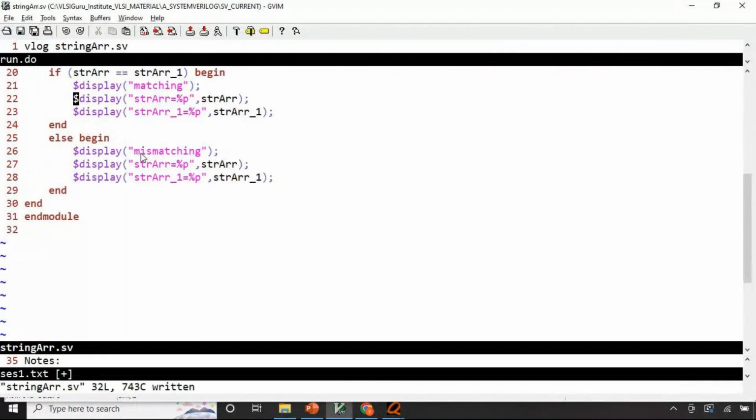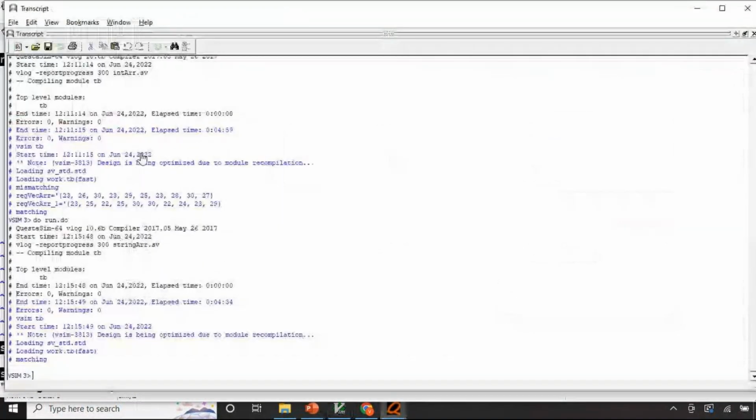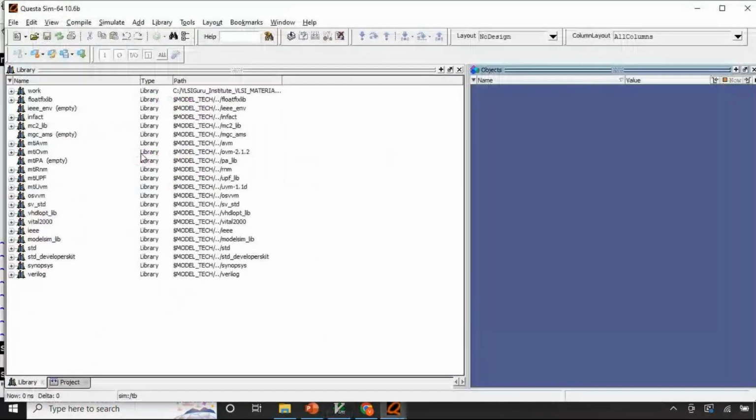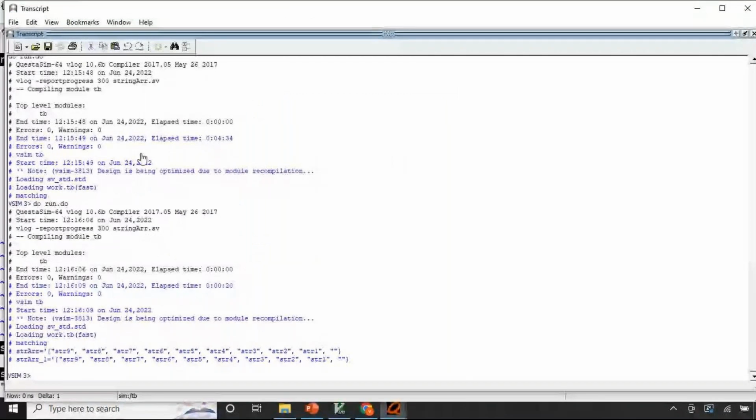Let's print, even if they are matching, let's print what is there in each array. This is where you will understand the specialty of percentage p. See, percentage p is so convenient. Just print everything in one go. Printed. Both are the same.